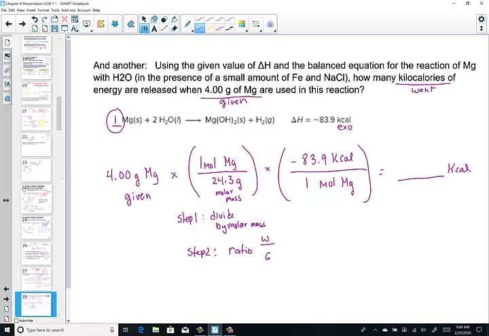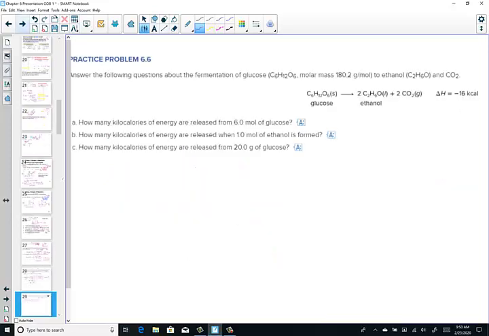So we have 4 divided by 24.3 times negative 83.9. My screen reads negative 13.81. I'm going to use my 3 sig fig rule, so negative 13.8 kilocalories of energy. How'd you do? Shall we continue? You have 3 more to practice with the glucose.